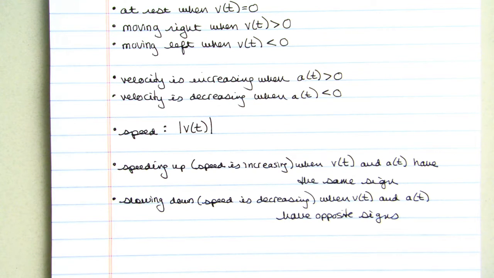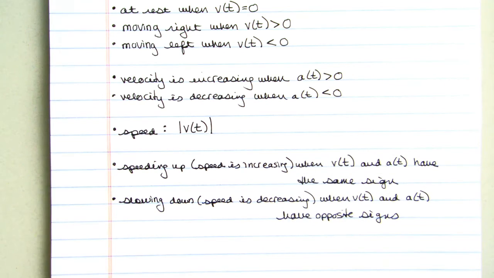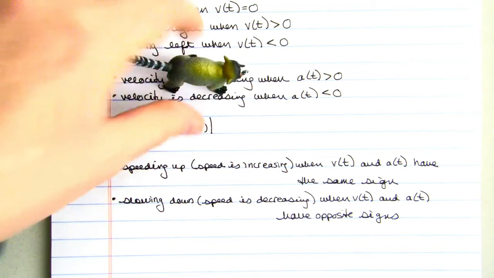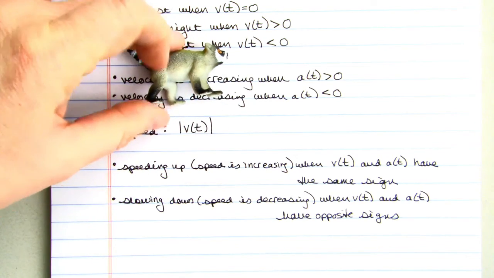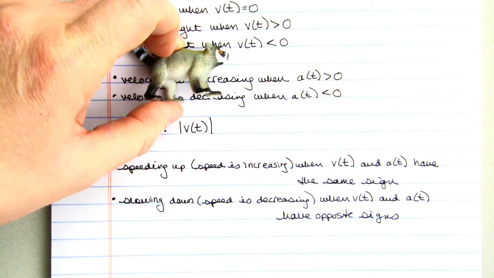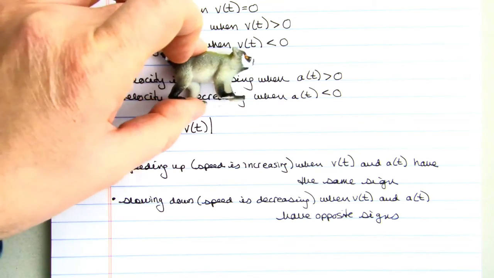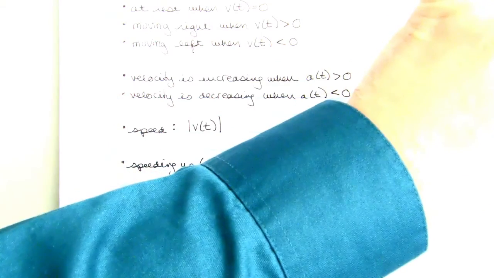Okay, we're speeding up when velocity and acceleration have the same sign. So when the velocity is positive and the acceleration is positive, the velocity is positive and increasing. If the velocity is positive, that means I'm going to the right. So we're going to take a look at my friend, the lemur over here, moving to the right. If the acceleration is positive and the velocity is positive, his velocity is 1, it's 3, it's 5, it's 7, he's moving faster and faster in that direction.